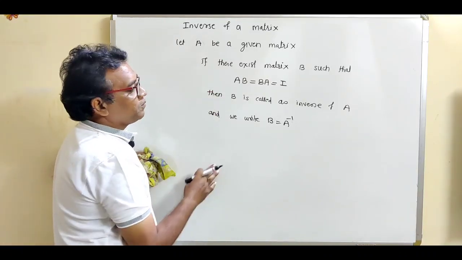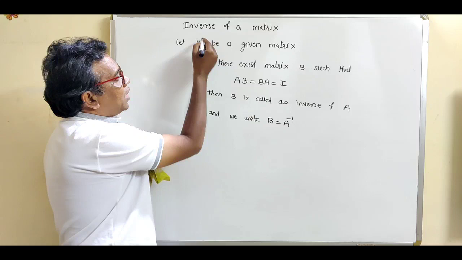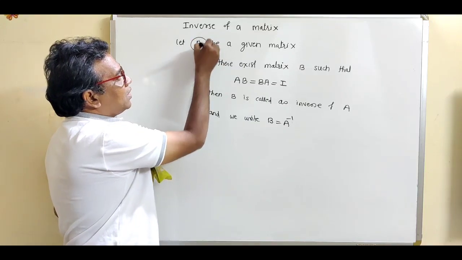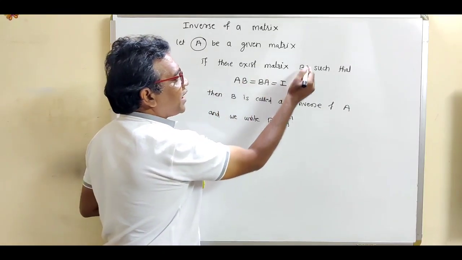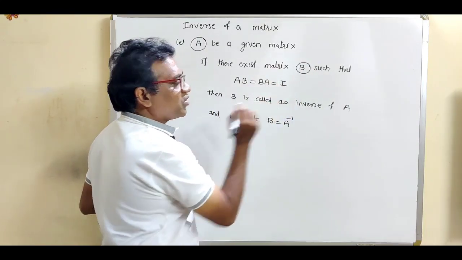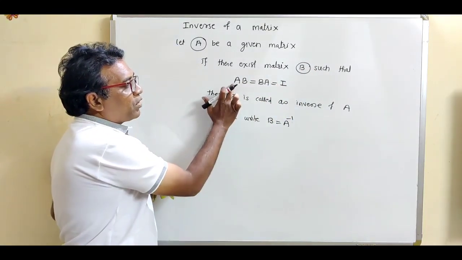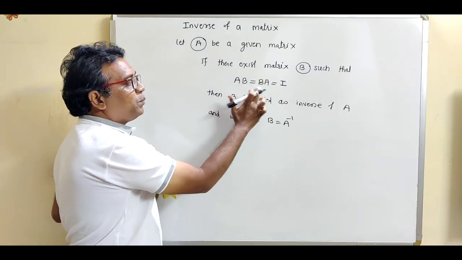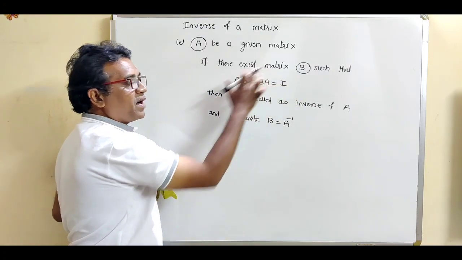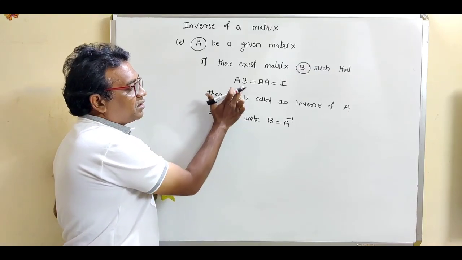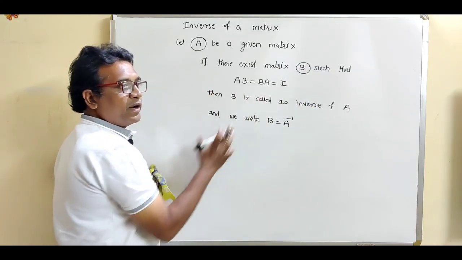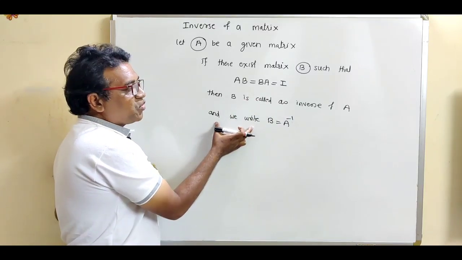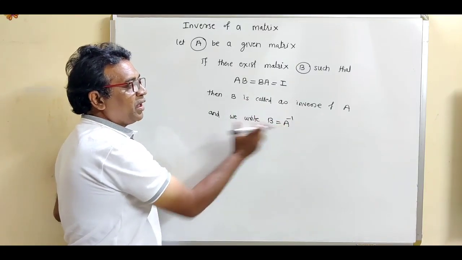This is the definition. Suppose A is the given matrix, and suppose there exists a matrix B such that the product AB is equal to BA is equal to the unit matrix I, then this element B is called the inverse of the first element. And we write this notation B is equal to A inverse.